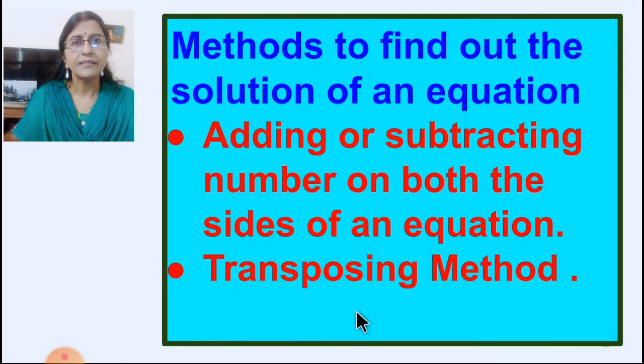Now we will learn, already we have learned these methods to find the solution of an equation. We have learned in all previous presentations there are two methods to find the solution of an equation. Adding or subtracting a number on both sides of an equation. This was one method which we have learned, and another method was the transposing method. So let us revise both the methods. See children, you can do it by any method, the solution will be the same. Whichever method you are comfortable with, you will use that method for solving the equation.